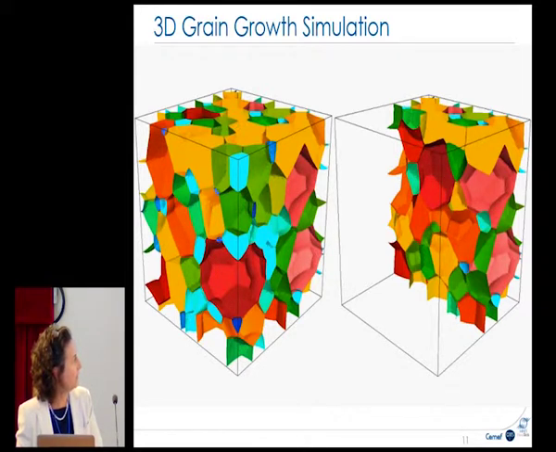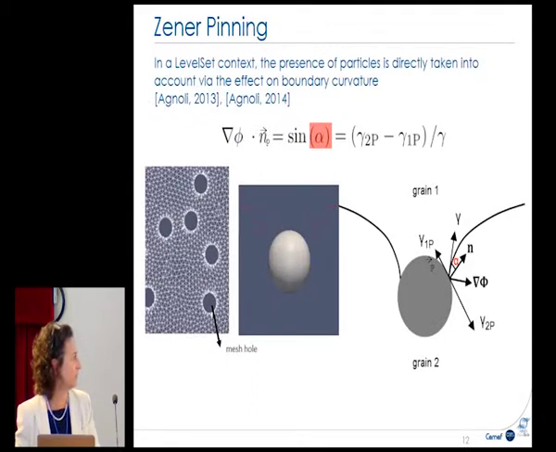So in this approach, we can also take into account some new particles inside the grain. We will see more at the end. But with this distribution, we can have this with respect to the grain size evolution. This is very important.